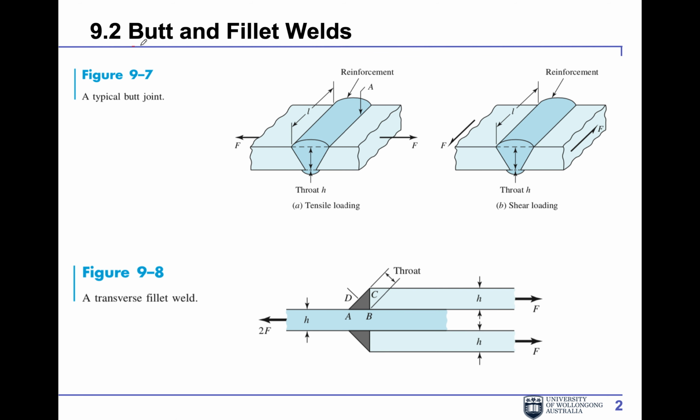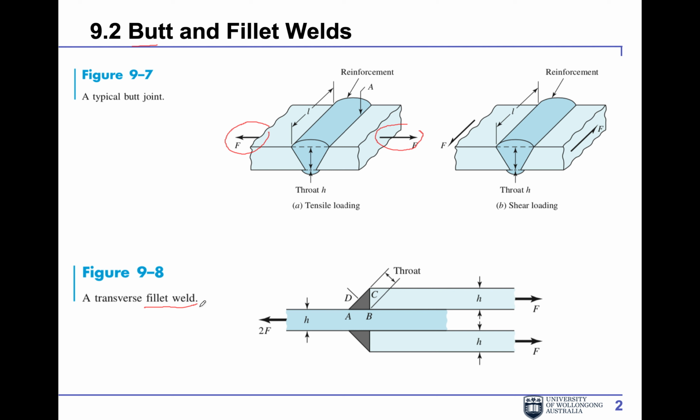A butt weld is basically two plates put together end to end, and you use a weld to connect them together. So this is the simplest case for analysis. You basically have two different kinds of loading conditions: a normal stress and a shear stress on the welds, and they both use the same equation. The second weld type is the fillet weld.